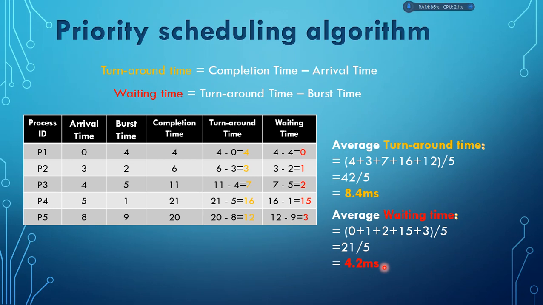Note that this is the non-preemptive priority scheduling algorithm of the CPU. Whichever process arrives first will be the one that will be processed.